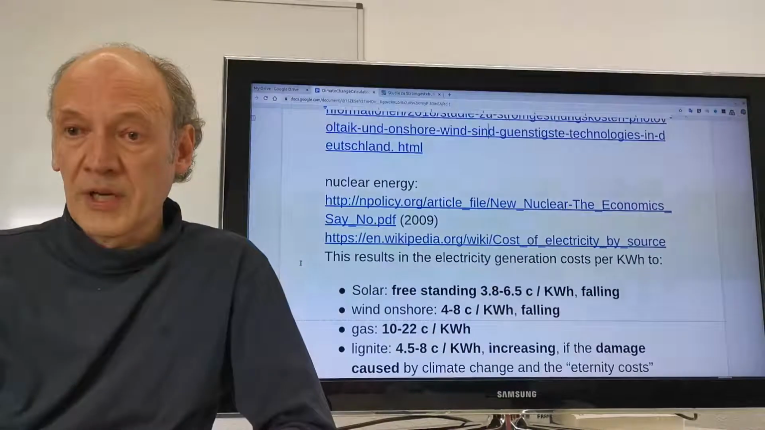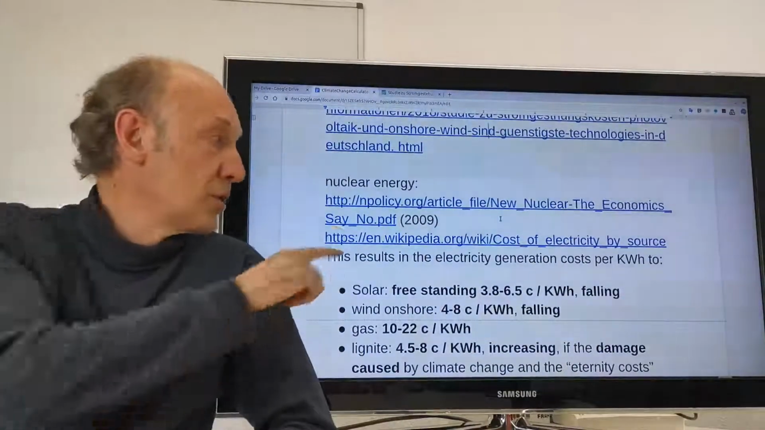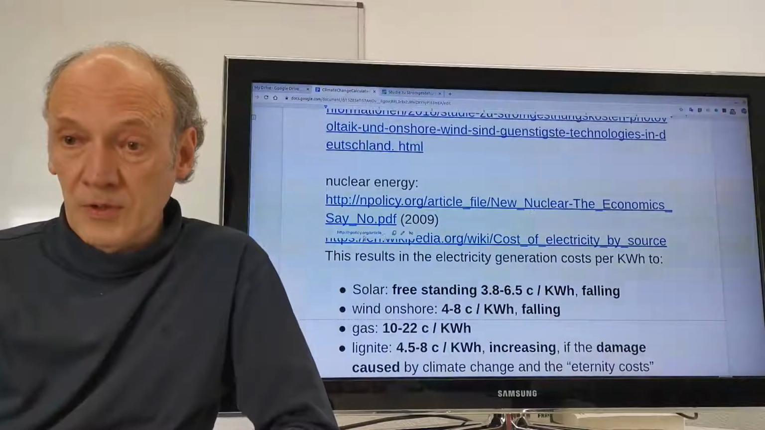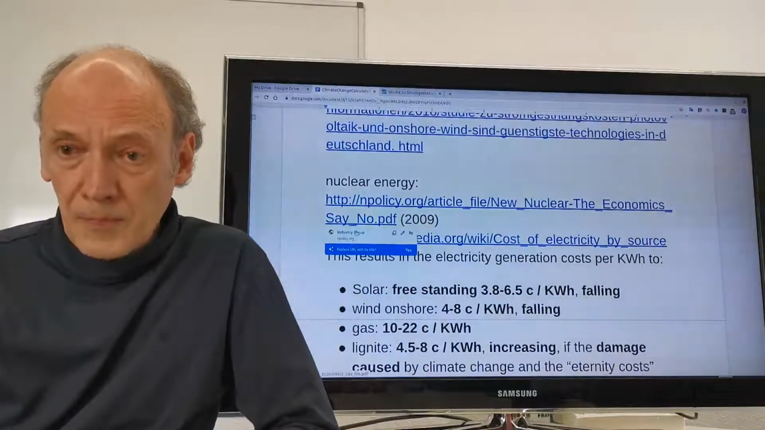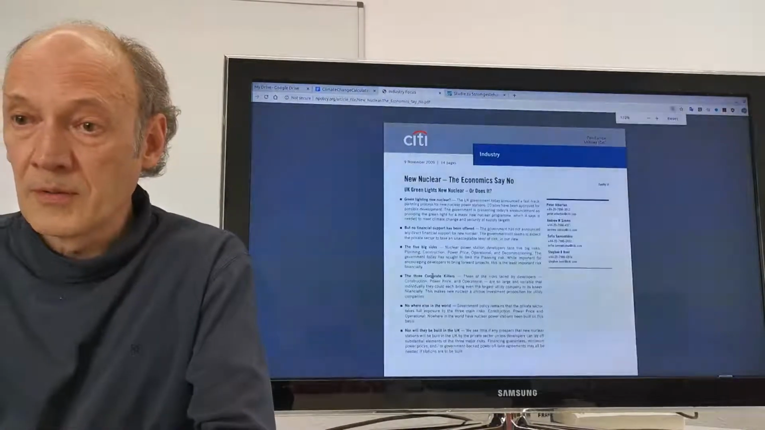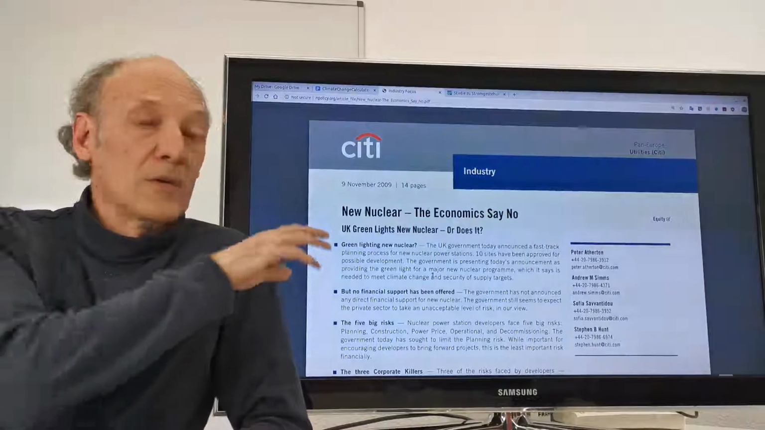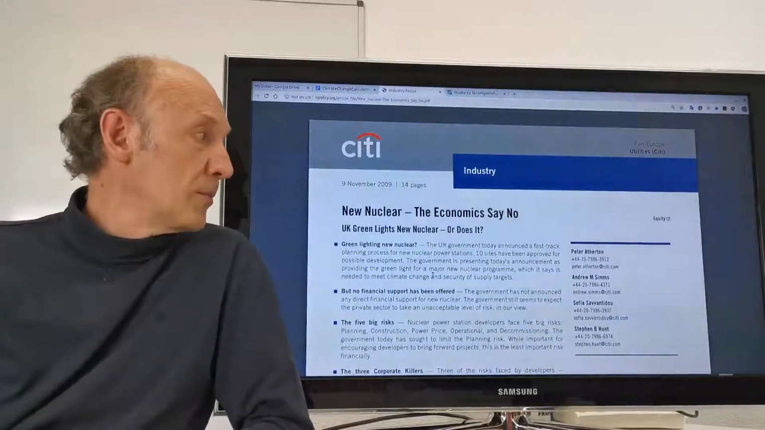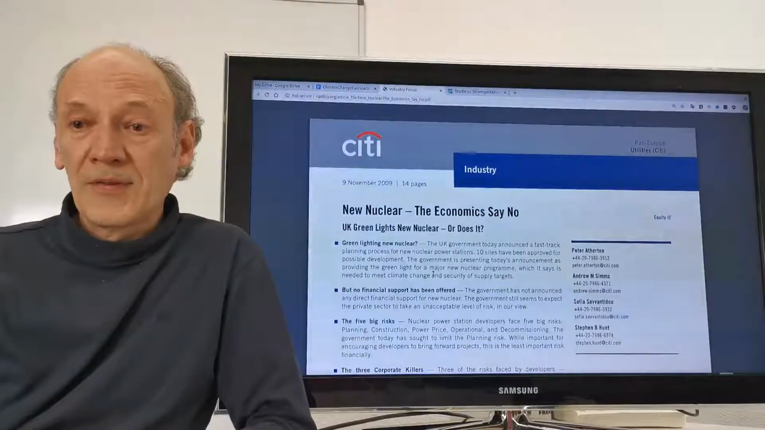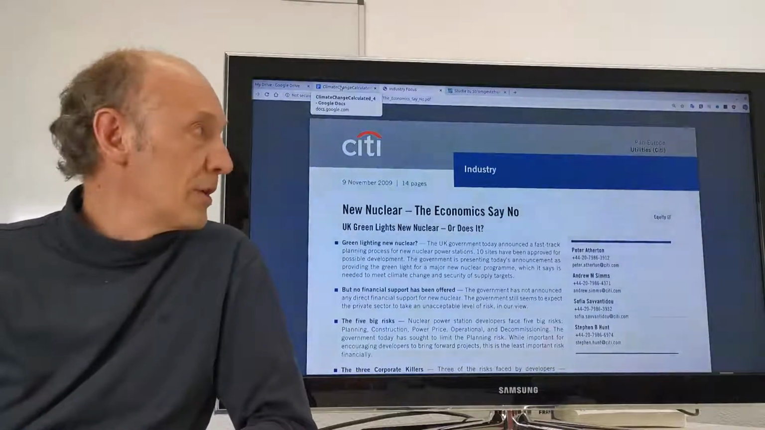Similar for nuclear energy. When we look at the economics of nuclear energy, I found an interesting link here from 2009 already. We can actually click on this one here. Here we can see a report from Citibank. And you cannot say that Citibank is particularly green. They're actually the ones who would fund building new reactors, and they say it's not paying. It's not worthwhile. The economics say no, because it's too expensive to build and produce electricity using nuclear energy.